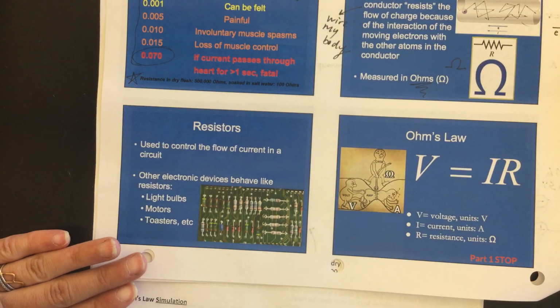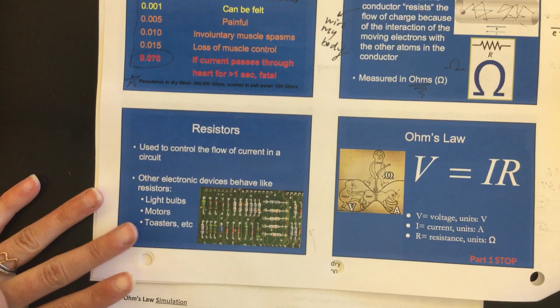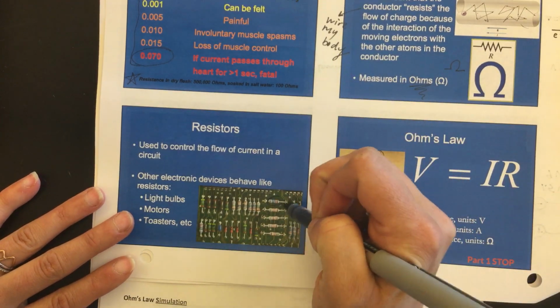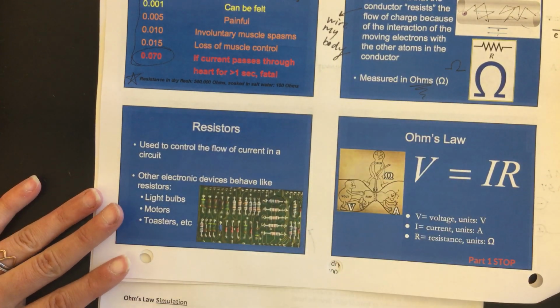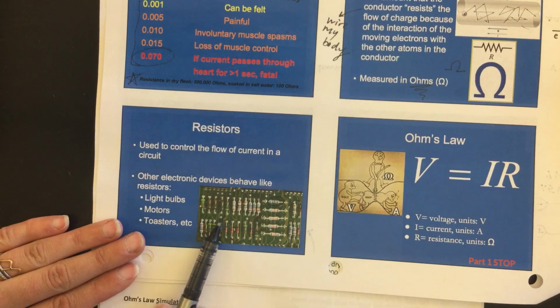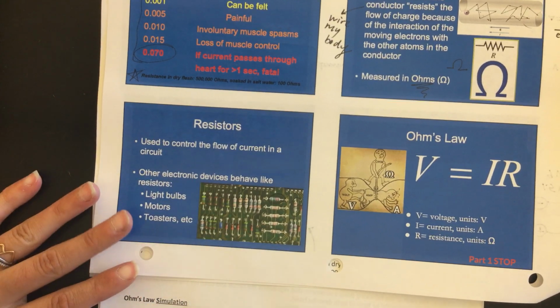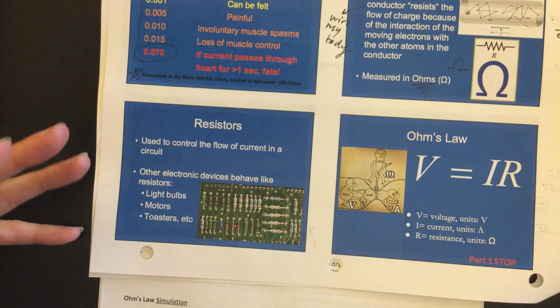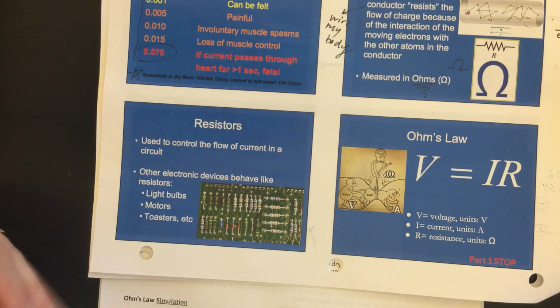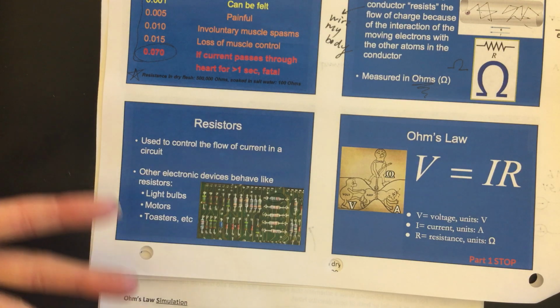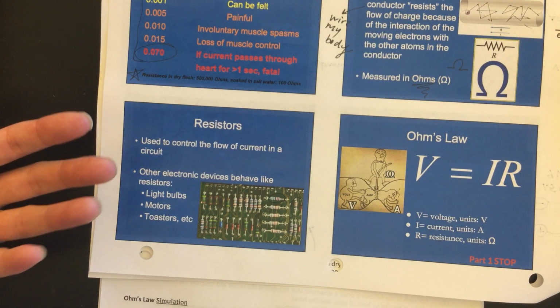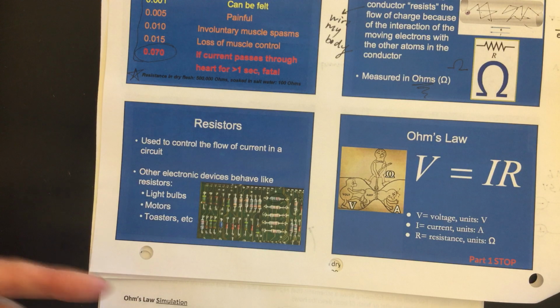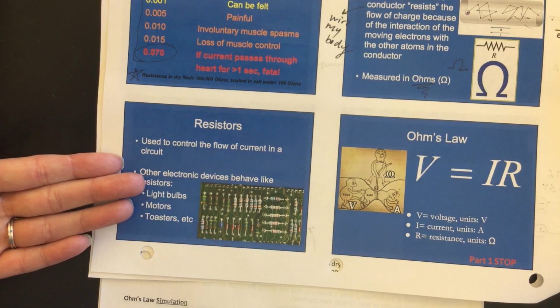So in our labs, we are going to add resistance into circuits by using these little things called resistors. Resistors are these. They're just these very small little straight things, and we'll talk about how the colors mean things. But any electronic device resists current flowing through it. It slows it down. Light bulbs slow down current, motors, toasters, anything. As electrons have to flow, things are going to resist it.